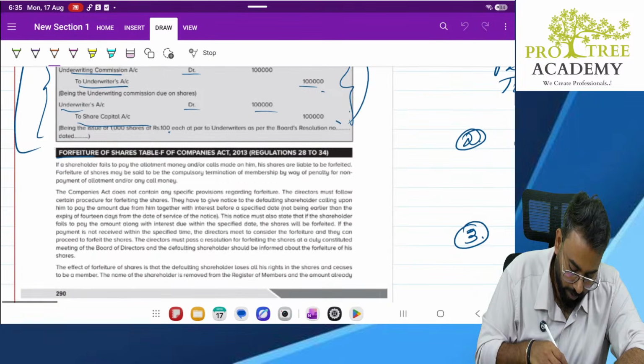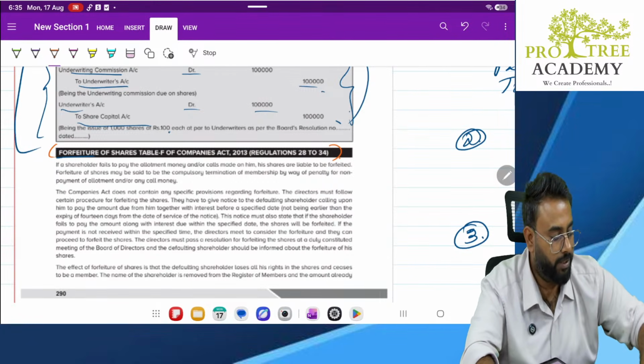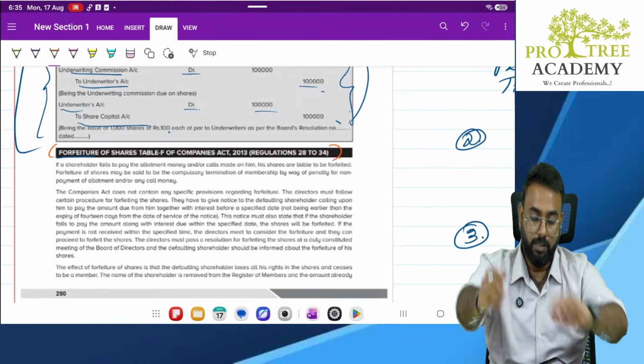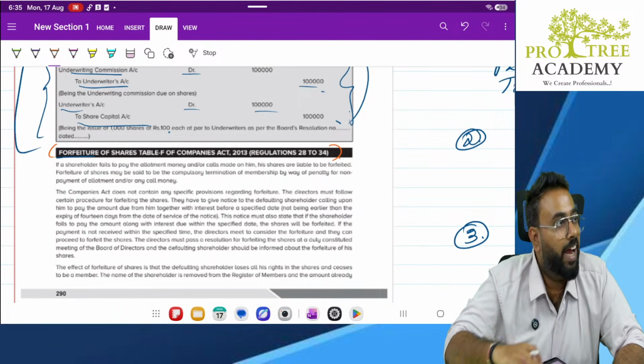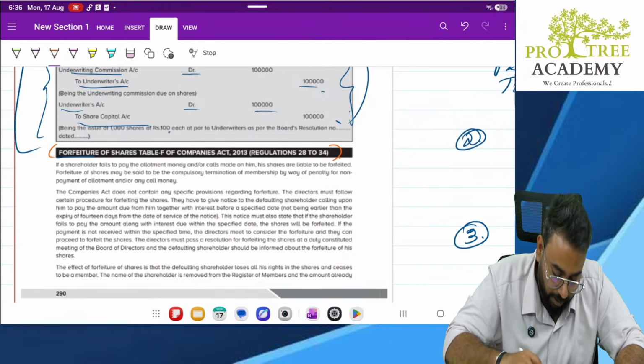Okay. So we have seen the forfeiture of shares. Forfeiture of shares means what? Cancellation of shares. Why do we cancel? We cancel it because the call has been made and they have not paid for the call. That time we forfeit the shares. Clear?